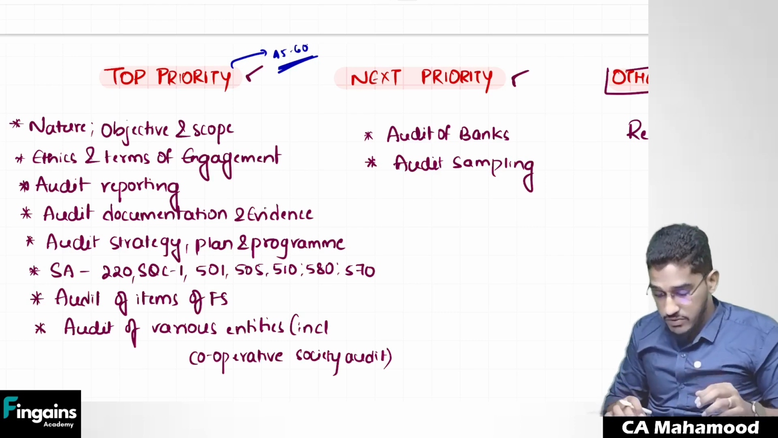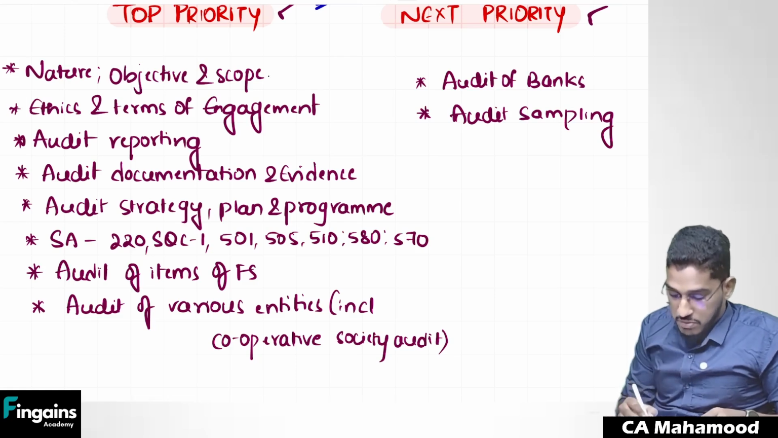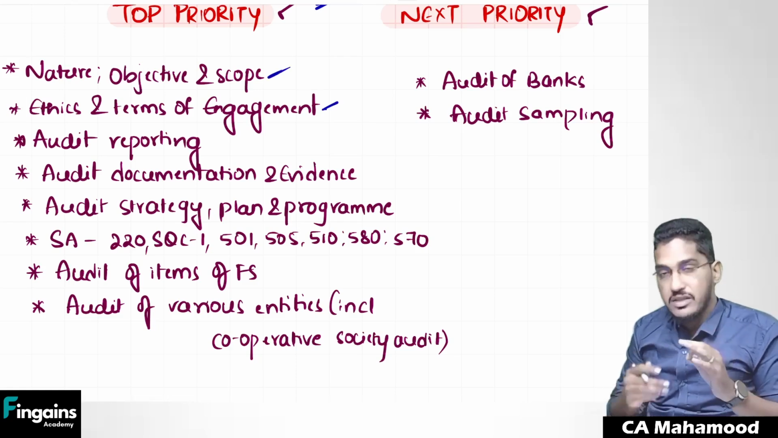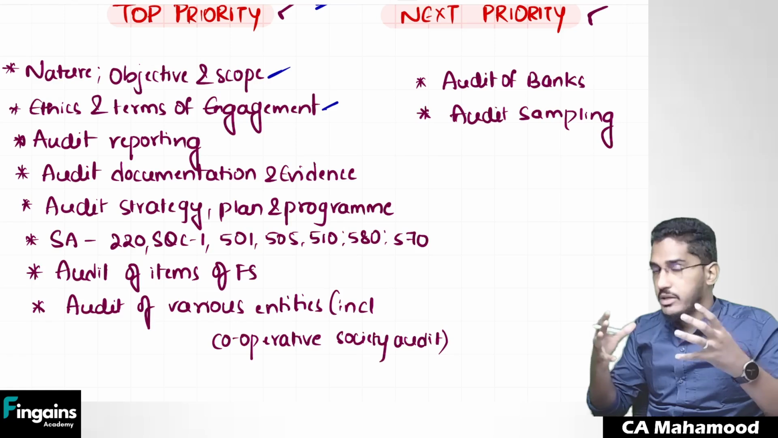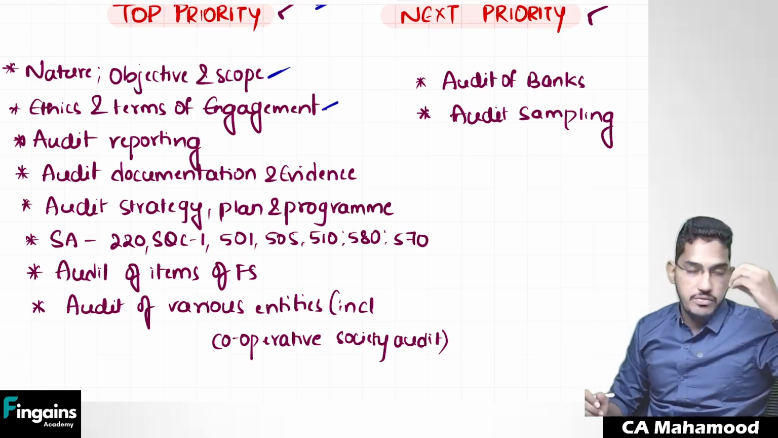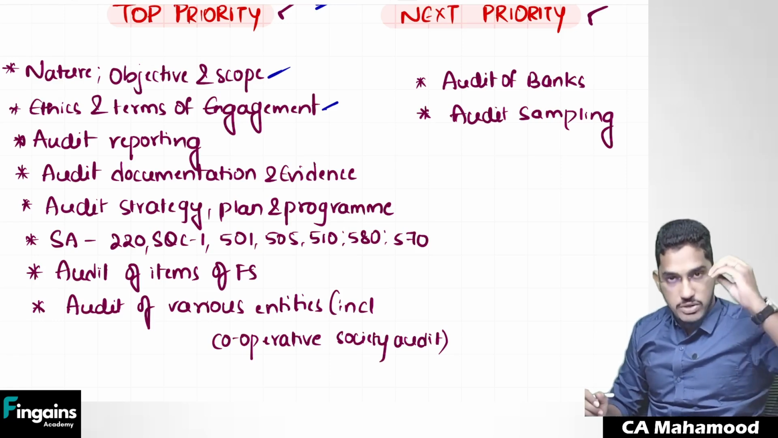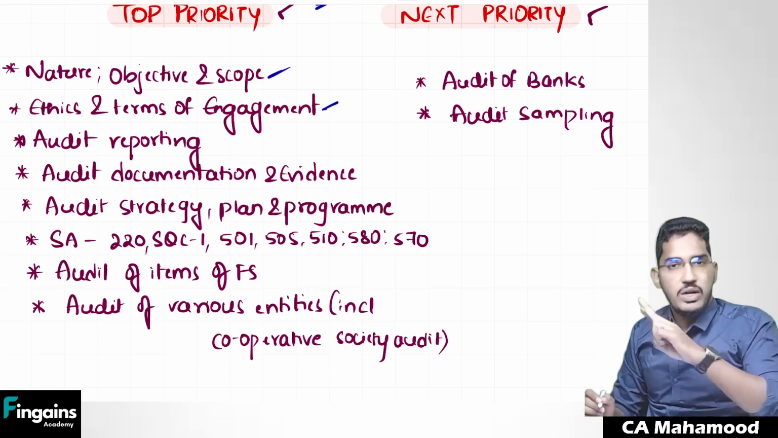Sir, what are the chapters which fall under top priority? So I will say first one, nature, objective and scope of audit, and also ethics and terms of engagement. In the study material, you will find 2 chapters, but in my material, I have integrated both the chapters into one. Whether you follow the study material or my material, nature, objective and scope of audit, and ethics and terms of engagement, these 2 you cover first.